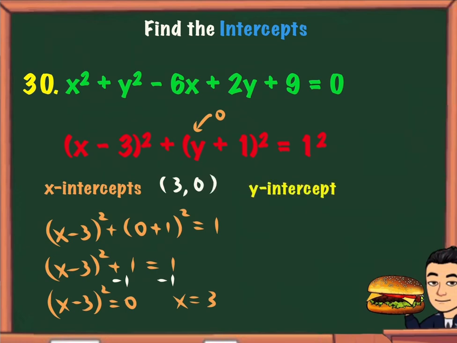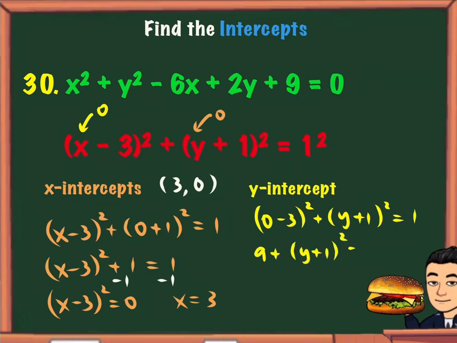Now let's go ahead and find out the y-intercept. So insert 0 into x, you get 0 minus 3 squared plus y plus 1 squared equals 1. So you have 9 plus the square of y plus 1 equals 1. Subtract 9 on both sides. You get y plus 1 squared equals -8. If you square root both sides, you're going to get imaginary, which means that there is no y-intercept. So for y-intercept, you say none.